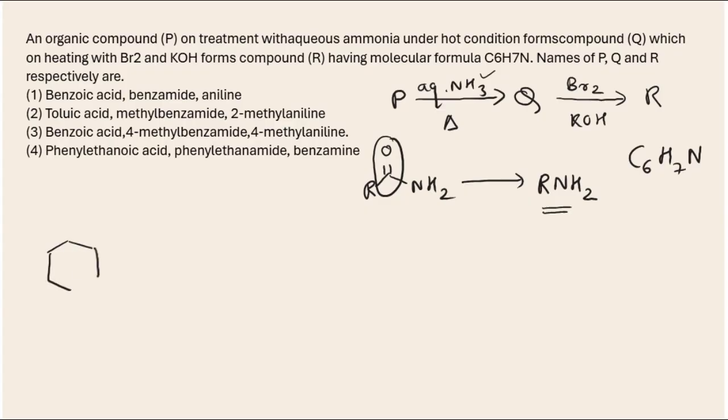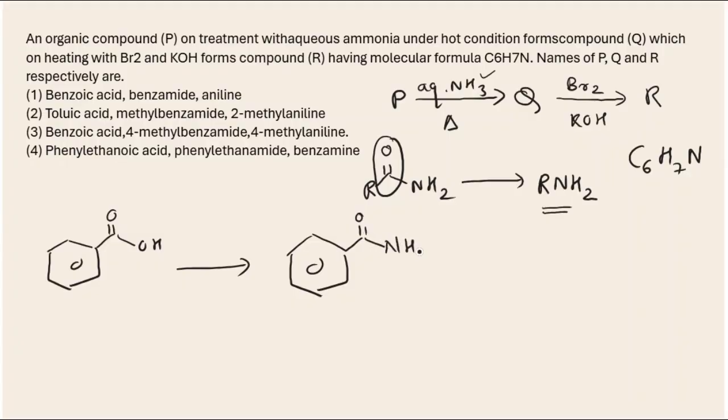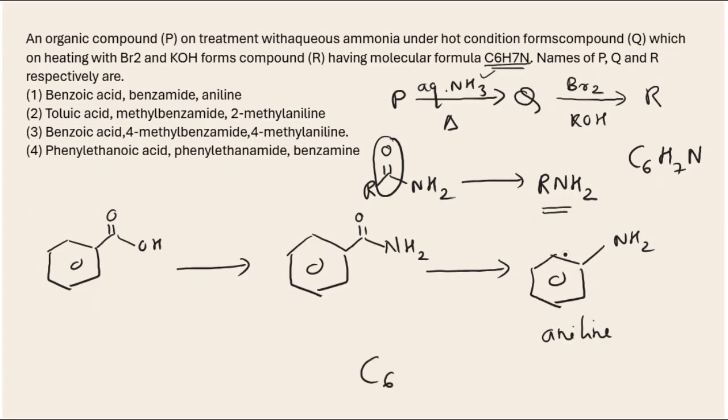So it's a benzoic acid. So benzoic acid is this. Upon treating with aqueous ammonia under hot condition, it's going to form an amide. Amide is CONH2. So Hoffmann bromamide degradation, a named reaction. Most of the times, one of the reactions will be a named reaction. So you have to remember that as well. So what is this? It's aniline molecule. So all these are correct, but let's verify it with the molecular formula given here. There are 6 carbons. That's also correct. And then how many hydrogens? 2 here, 5 here. That means 7. And how many nitrogens? There is only 1.